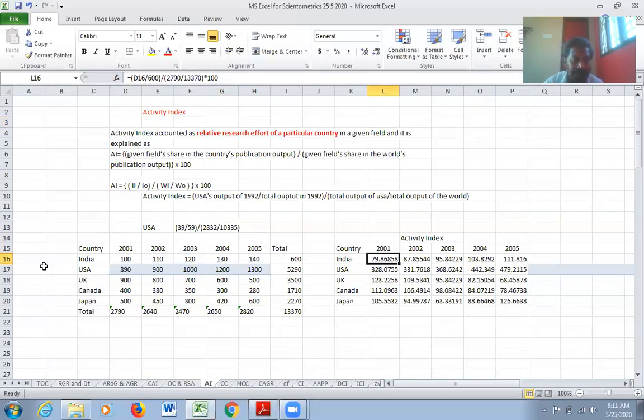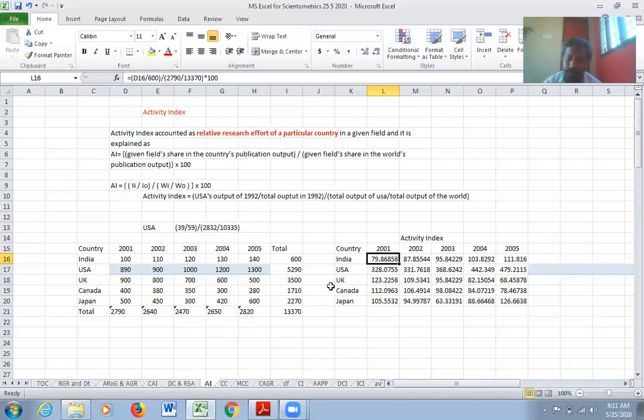D16: India's output in 2001 divided by 600. What is 600? The total output of India for all the 5 years. So 100 divided by 600. That is the first part. The second part, 2790, is the total research output of all the countries in 2001, divided by 13370, the total output of all the countries in all the years. So what is our activity index? 79 in 2001. It slowly goes up, 87, 95, 103, 111. So our contribution in this field towards world research output keeps on increasing.